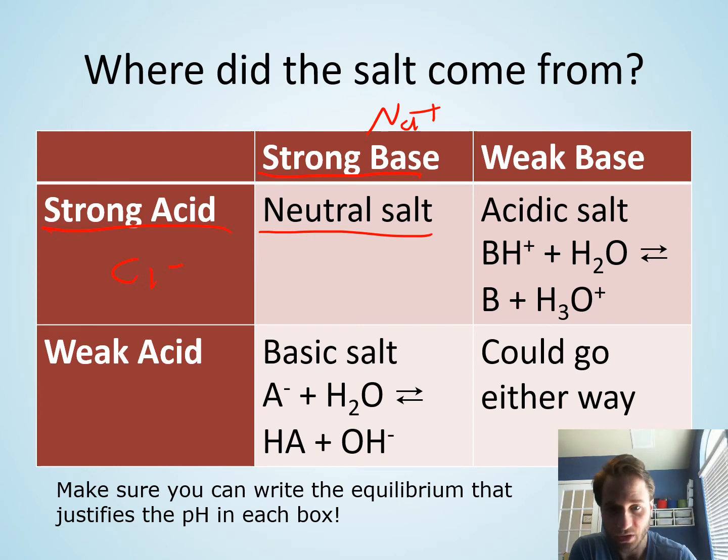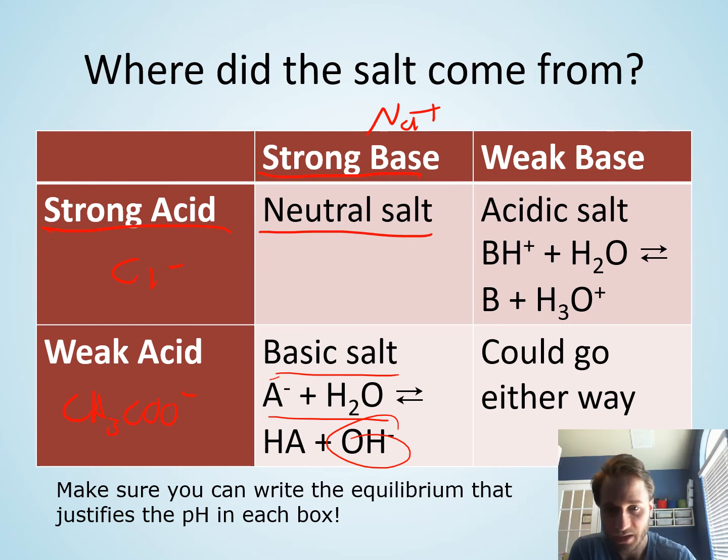Let's say your cation came from a strong base, like Na+, but your anion came from a weak acid, like CH3COO-. Well, this itself is a weak base, so it will form a basic solution because it will react with water to form OH- ions in solution.